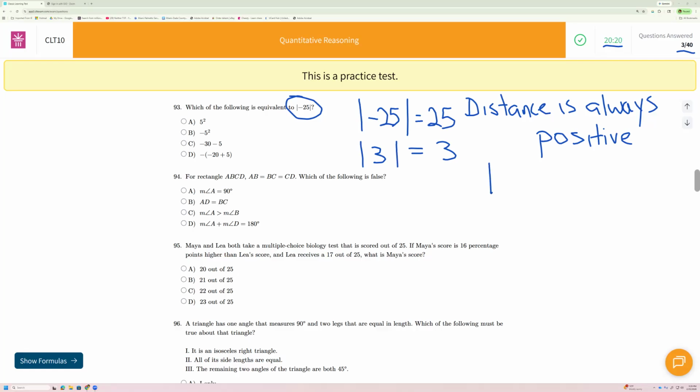So if you see the bars, whatever comes inside the bars, -8, that's going to be 8. 10, that's going to be 10. It's the distance between the number and 0 on the number line, so it's positive. Okay, so this is then 25. We're working with 25. And what is equivalent to 25? Okay, 5 squared, we did it before, is 5 times 5, which is 25. I would choose one answer because these are only one answer questions and move on.